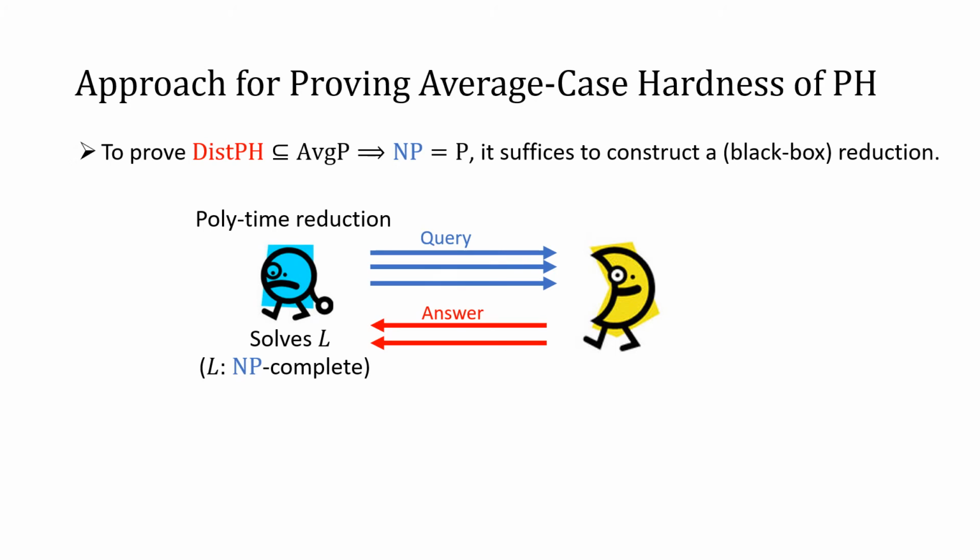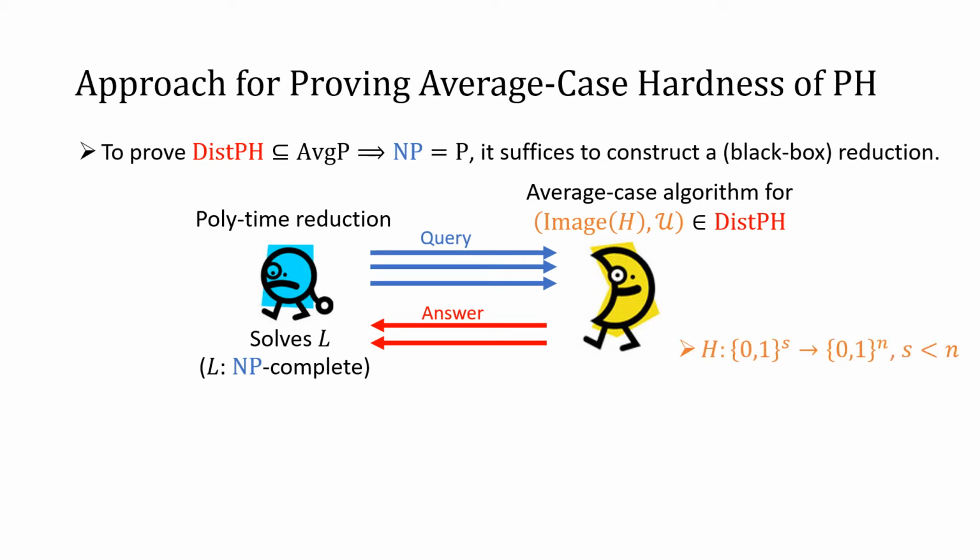To summarize, here is a general approach for basing average case hardness of PH on the worst case hardness of PH. We would like to construct a black box reduction which solves some NP complete problem, L, and the reduction makes a bunch of queries to some average case algorithm that solves the problem of testing membership in the image of H under the uniform distribution, which is a problem in PH. Here we take a hitting set generator which is computable in PH.